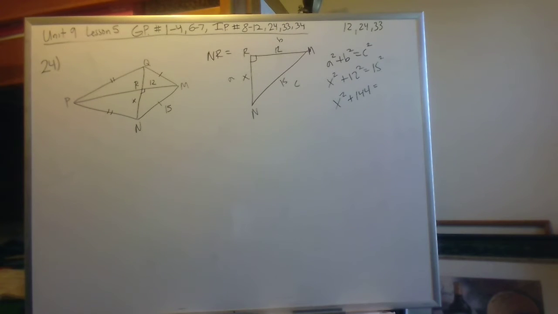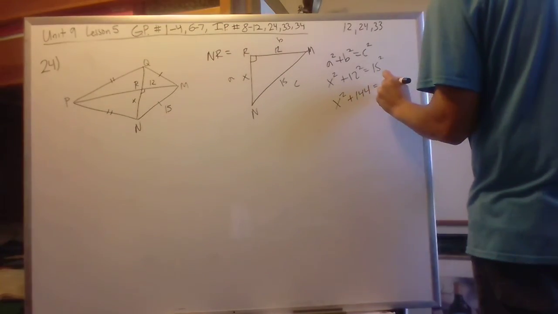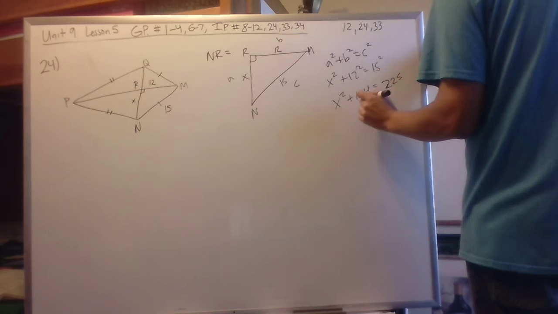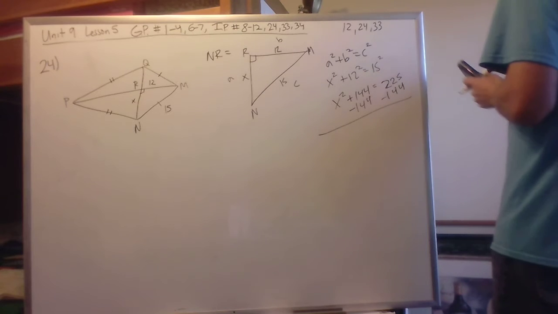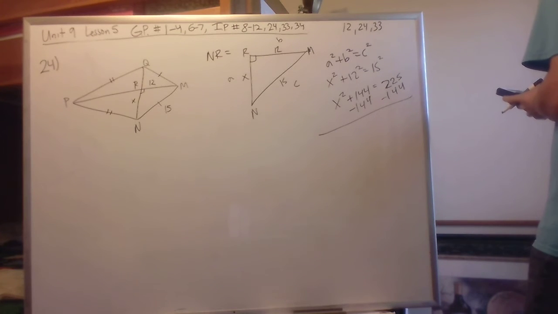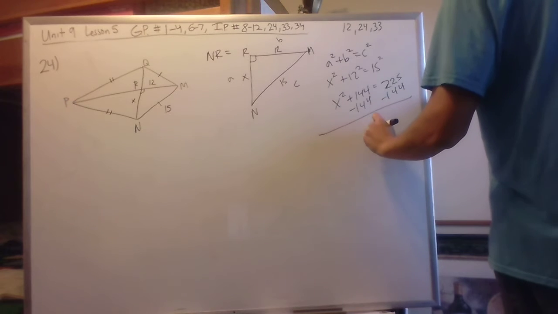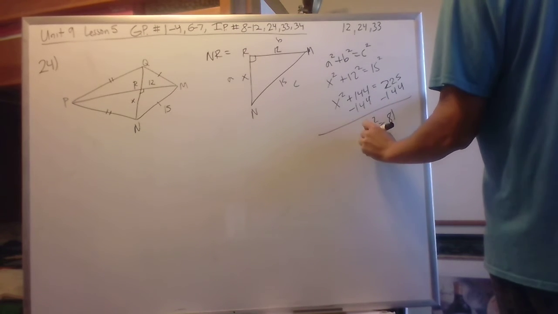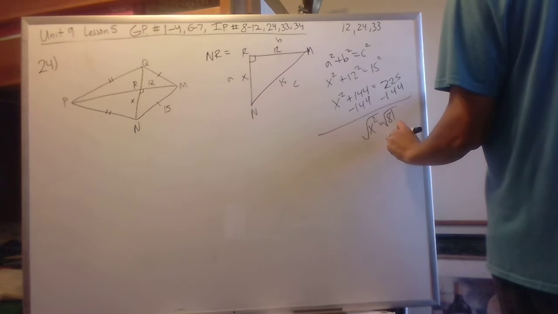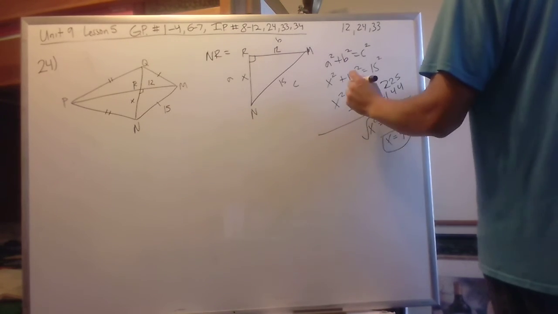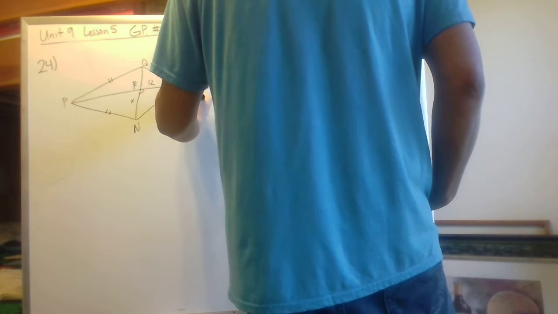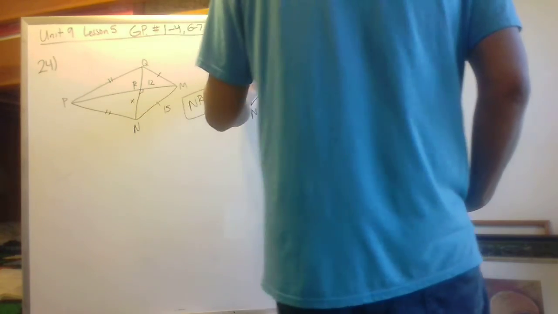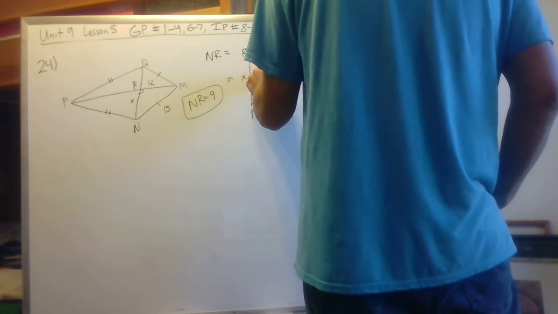let me see, 225. I was going to say 225, I just didn't want to give the wrong solution. So in order to solve for x, we're going to subtract 144 from 225, so x squared equals 81. We take the square root of both sides. X is going to equal 9. So we just discovered that the length of NR is equal to 9. So this length right here is equal to 9.